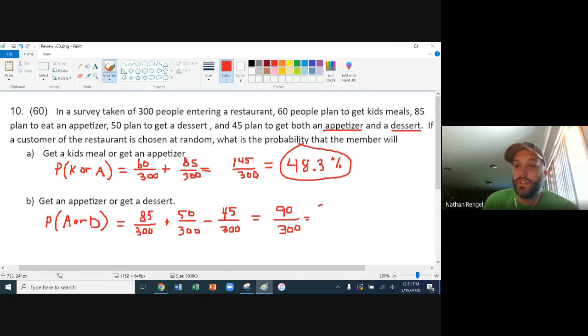90 over 300 is going to reduce down to 3 over 10, which is going to equal 30%. So about 30% of the people would be getting either the appetizer or the dessert. And we did subtract off the 45 people because we already counted them when we did the appetizer stats. So we have to make sure we subtract those off.